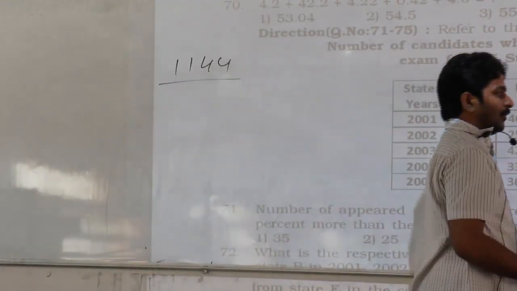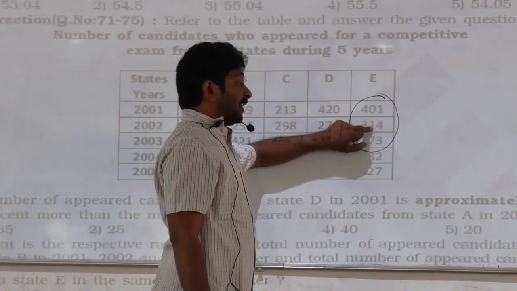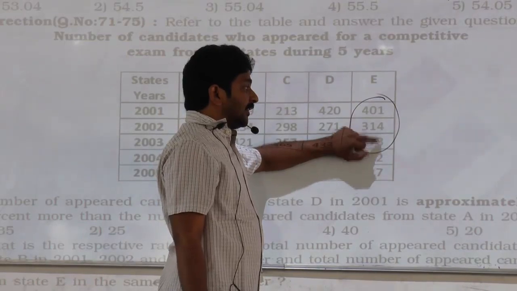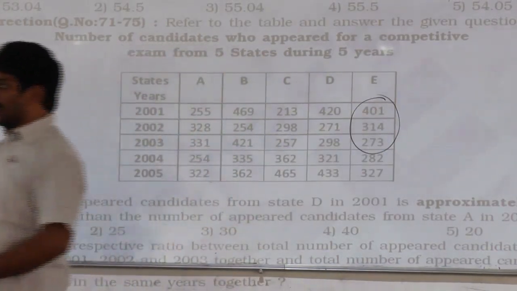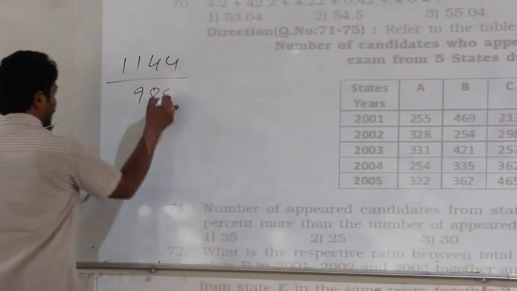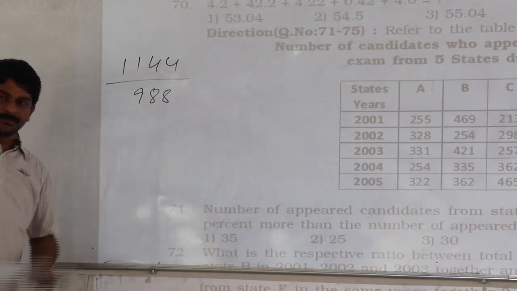Next. 400, 300, 200, 900. 70, 10, 80. 83, 87, 88, 988. Look at your options. They are very close to each other. Yes or no?